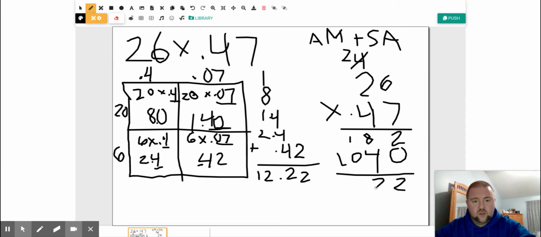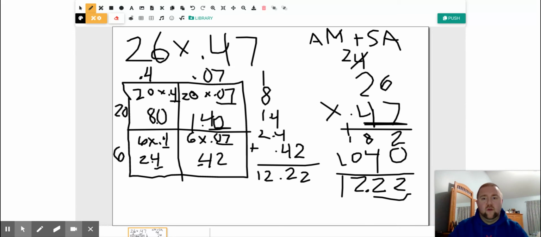Okay, so then 2 plus 0 is 2. 8 plus 4 is 12. Put down my 2, carry my 1. 1 plus 1 is 2. 1 plus nothing is 1. Now, I have to look at how many numbers are behind the decimal in the problem, 2. So I need 2 numbers behind the decimal in the answer. So my answer is still the same thing, 12 and 22 hundredths. It's just shown the more standard way.